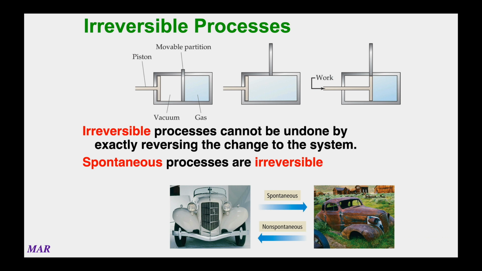Irreversible processes cannot be undone by exactly reversing the change to the system. And this is the more common kind of process. Usually, spontaneous processes are irreversible. So there's a nice car, you leave it outside for too long, it starts to rust. That'll be a spontaneous thing. That'll happen. The non-spontaneous reaction would be to have it go from the rusty car back to the original. And probably that's not going to happen.